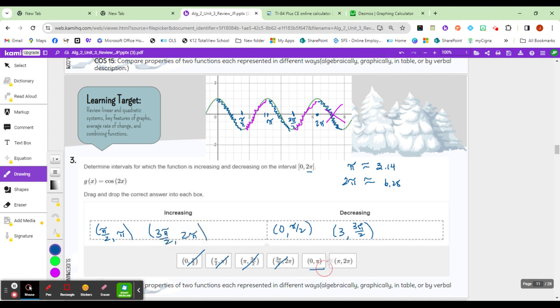These two are just here to confuse you. If you look from 0 to pi, the graph is not just increasing or decreasing, it's both. So that's just there to confuse you. And if you look from pi to 2 pi, the same thing's happening. Part of the graph is decreasing, part of the graph is increasing. They're only going to give you an interval where the graph is always decreasing or always increasing. So those two are just distractors.